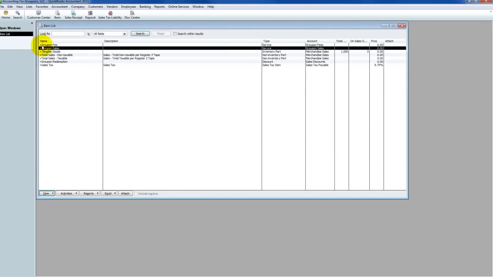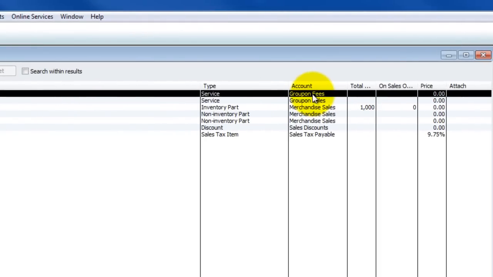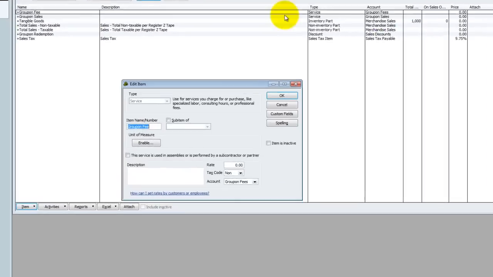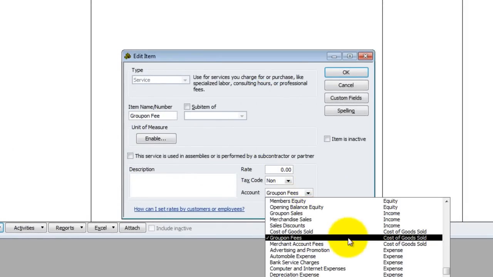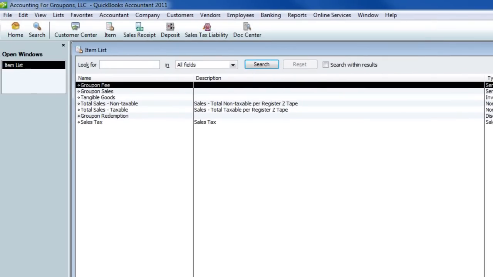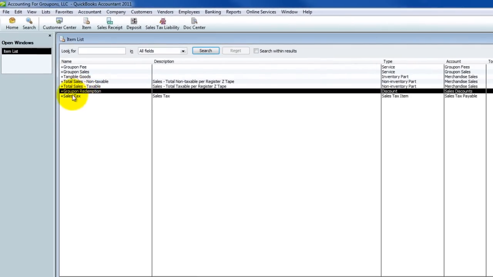Then we have the Groupon fee item, which needs to be set up, and that goes to an expense account, or I think I set this up as cost of goods sold. We can edit the item real quick and see. Yes, I did set up a cost of goods sold account called Groupon fees. This way I can show the gross sale and show the fees that they keep. So that this way I can set up the transaction to arrive at the net proceeds that Groupon sends to me. Finally, we've got the Groupon redemption.